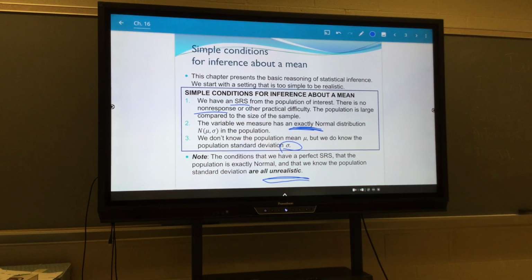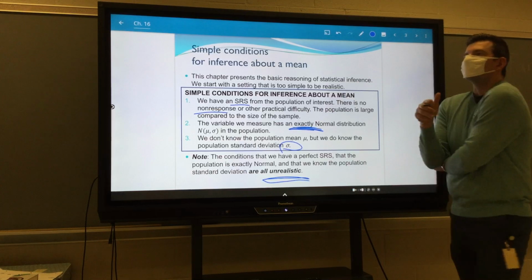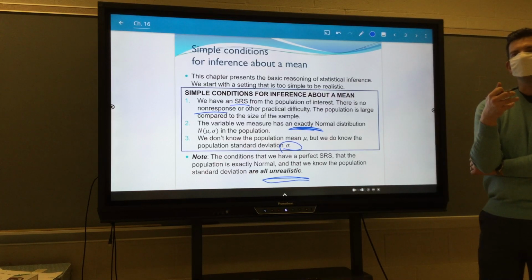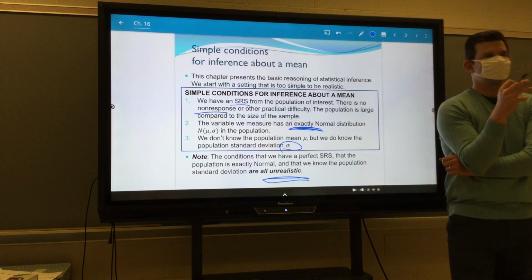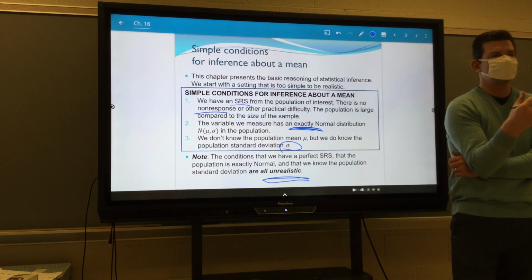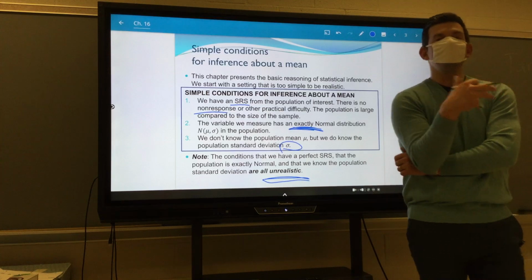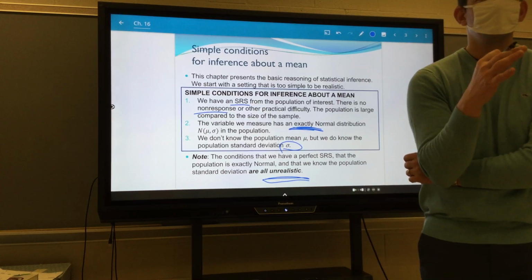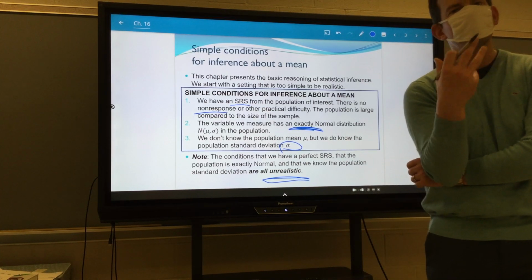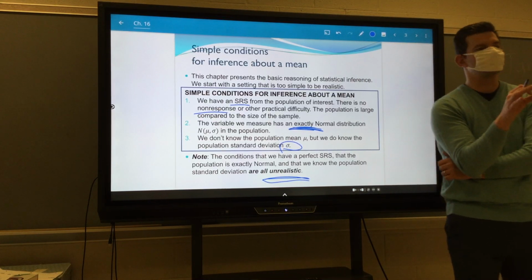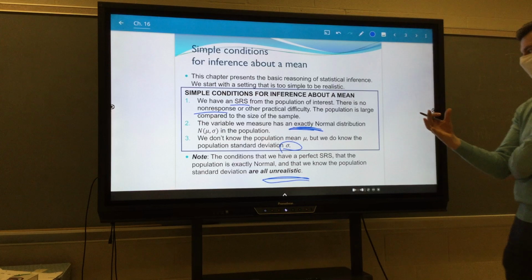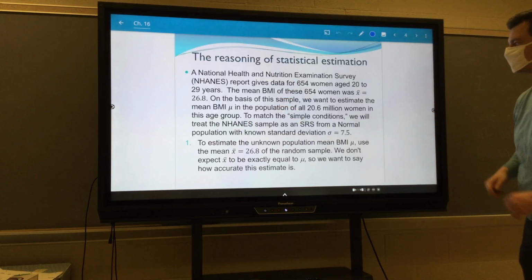So, with that being said, the best we can do is to give a little bit of a margin of error and give a little bit of buffer and say, well, I can use probability models to describe how certain I am that I'm pretty close to that true population parameter. Okay? That's essentially what's happening here.